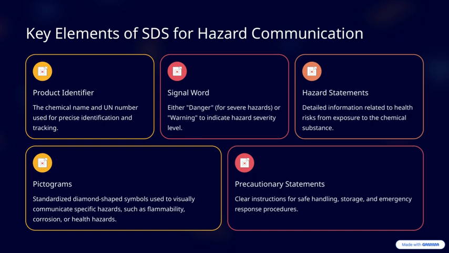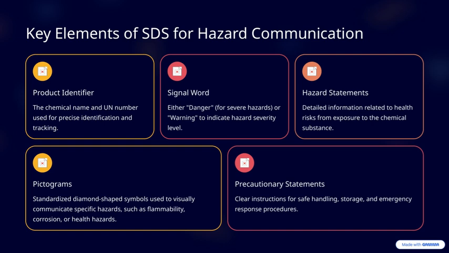Moving on, hazard statements contain detailed information about the health risks associated with exposure to the chemical. These statements help us understand the severity of the hazards and guide us in taking appropriate precautions. Then there's the signal word, which can be either danger or warning. This word indicates the level of hazard severity: danger for more severe hazards, and warning for less severe ones, giving us an immediate sense of the risk involved.